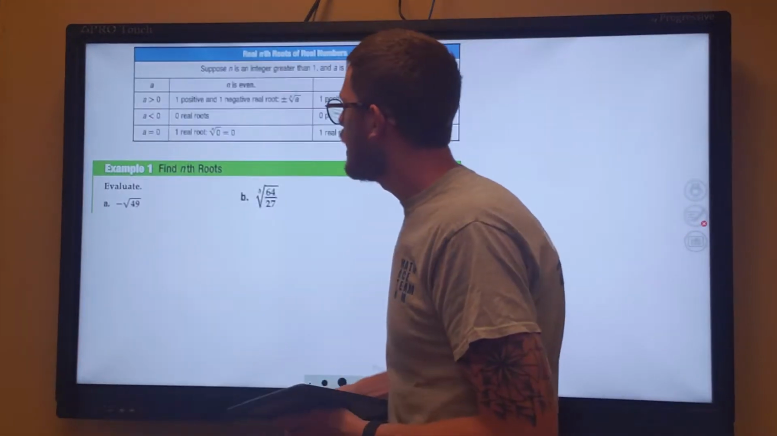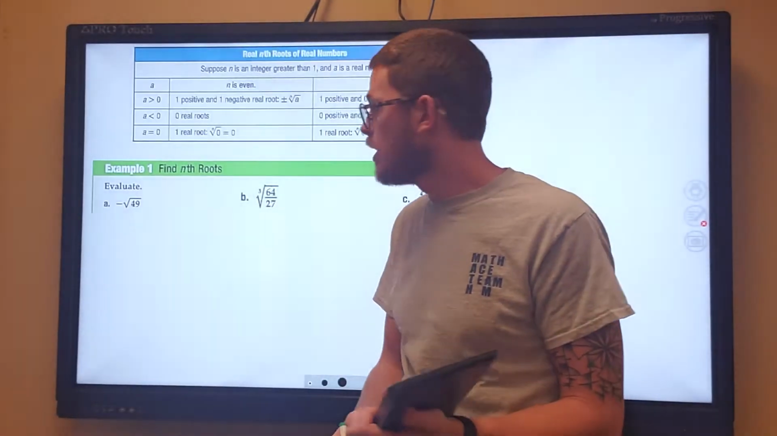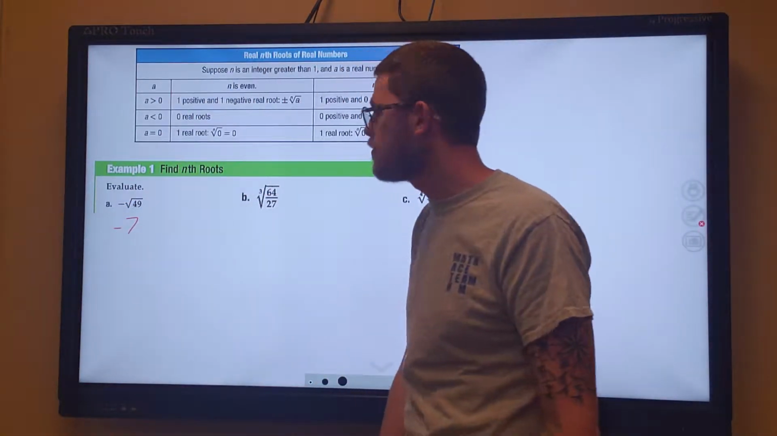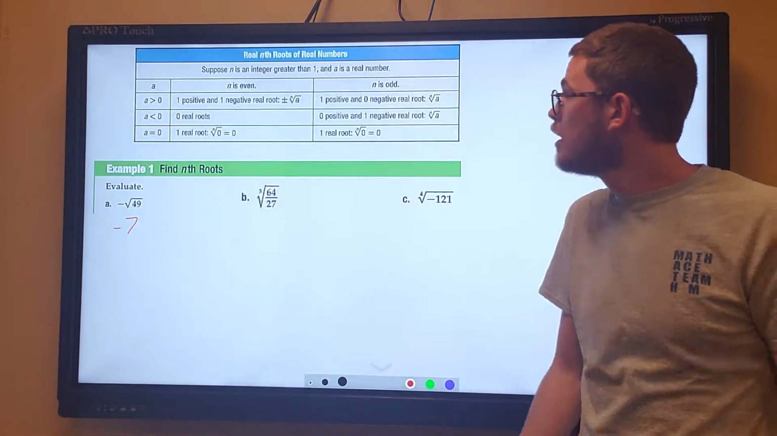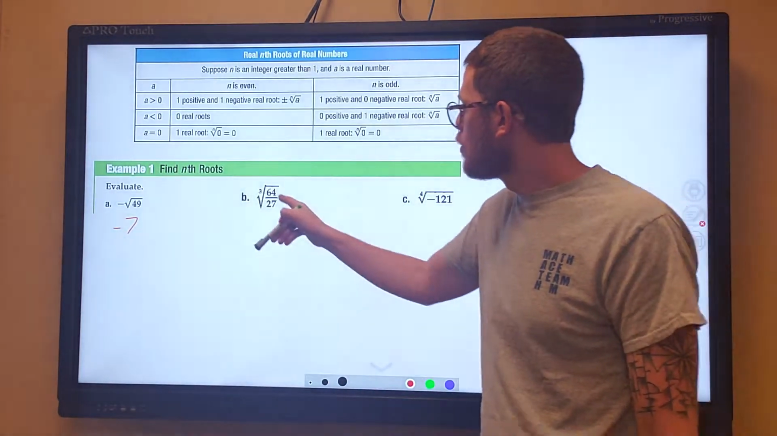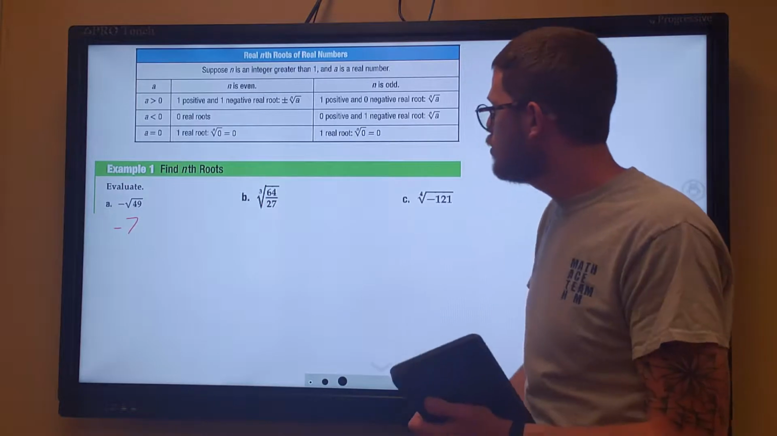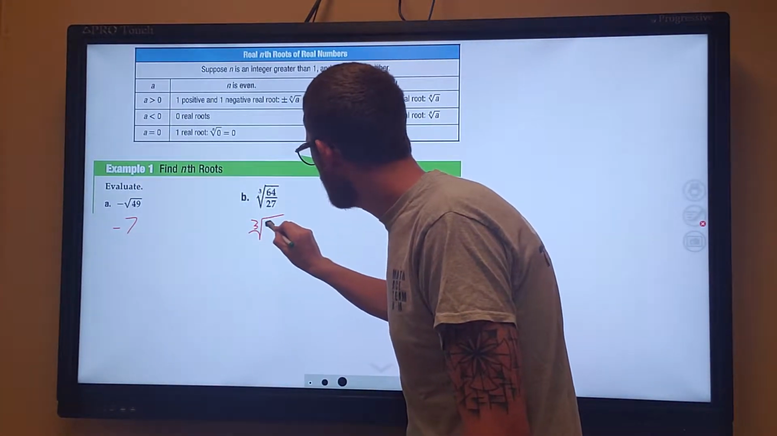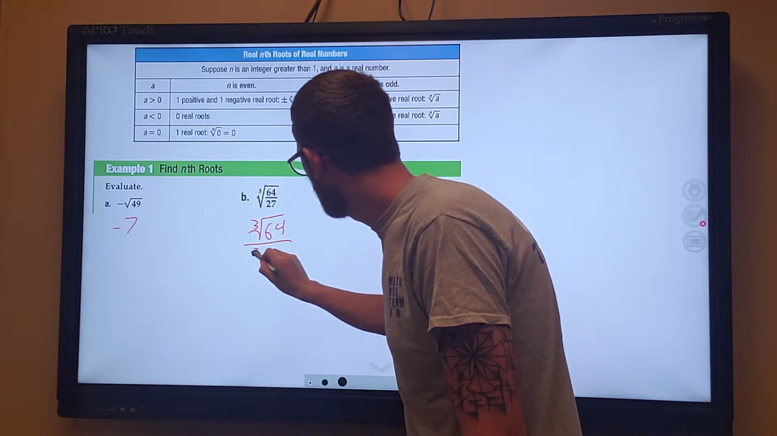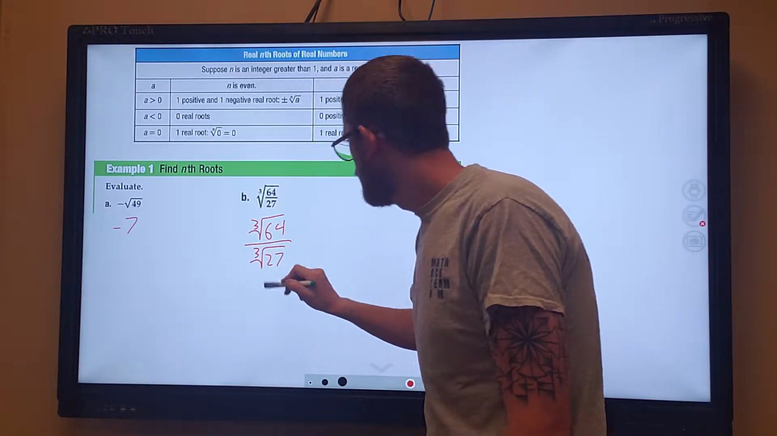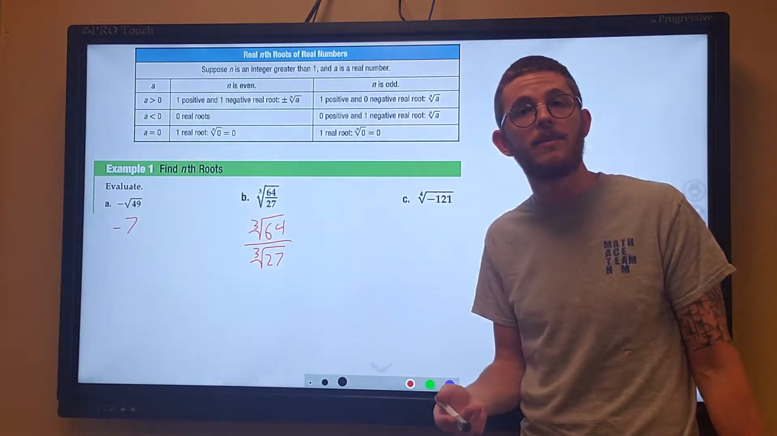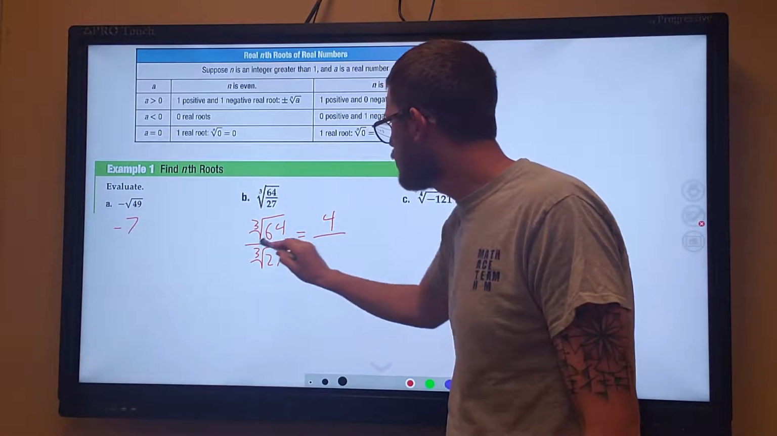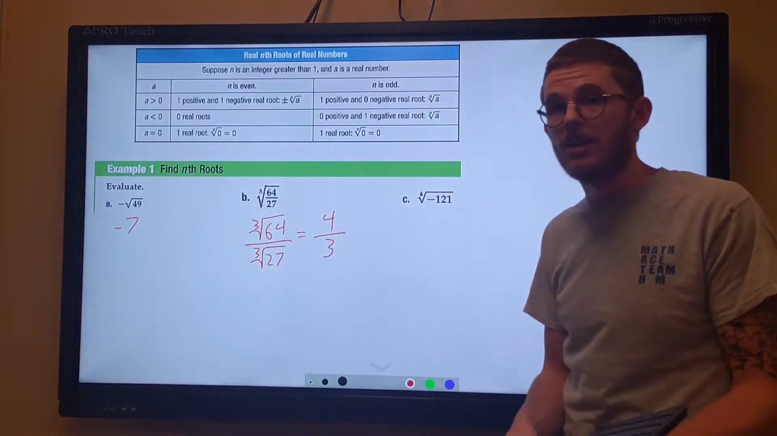First one, a negative square root of 49. Well, we know the square root of 49 is 7. There's a negative out in front. Bingo, bango. We took care of it. Right here, we have a cube root of a fraction. Well, first, we can break that cube root up to both the numerator and the denominator. The cube root of 64 is 4. The cube root of 27 is 3.